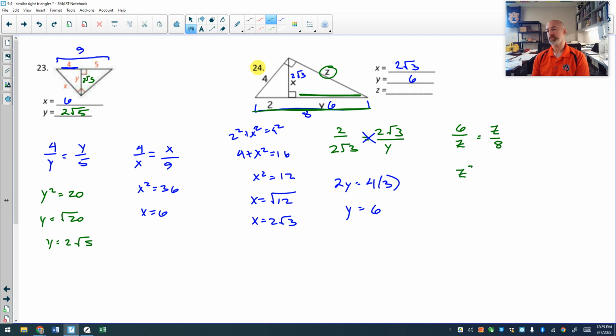Cross multiply. Z squared is equal to 48. Z equals the square root of 48. And I know that 48 is 16 times 3. I can take the square root of 16 out. Square root of 16 is 4. The square root of 3 stays in. And there is my z: 4 square root of 3.